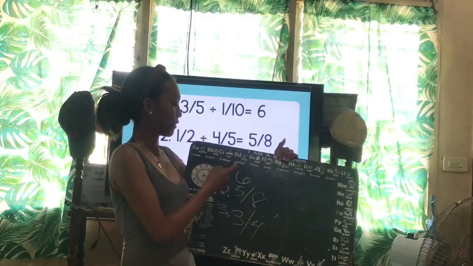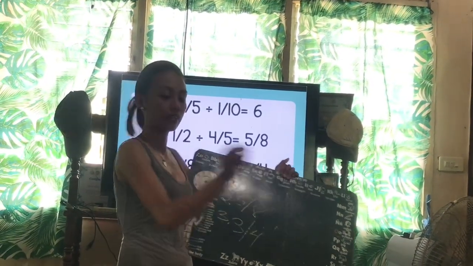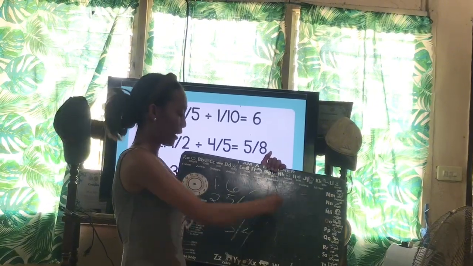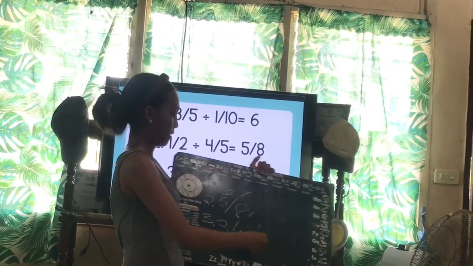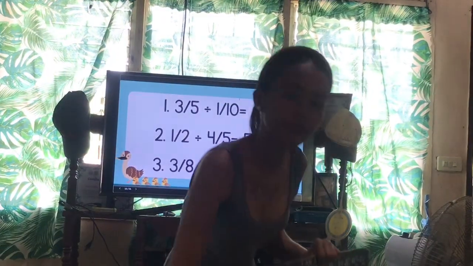So let's check. Number 1, correct. Number 2, correct, and the last, 3 over 4, correct. Next.